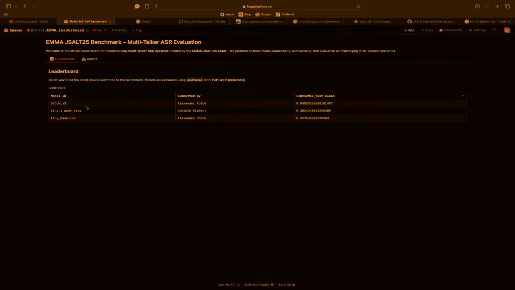So if you do something and follow the instructions, you should get somewhere in the 30s, 40s TCP word error rate, which means your system is working, but doesn't really solve the problem. And if you just follow the baseline recipe, you'll get something like 53. So you should be aiming for something like 25 to 40. If you get a number in that range, you did a pretty good job.